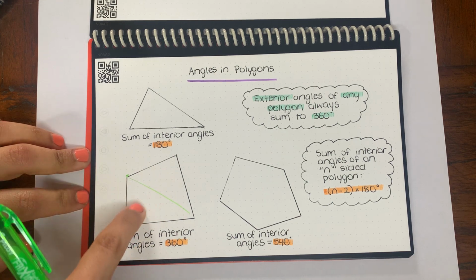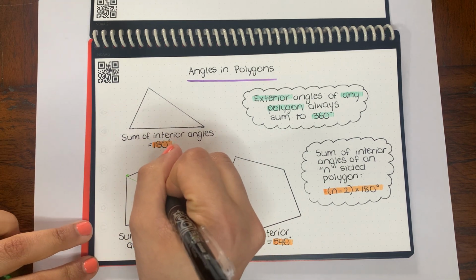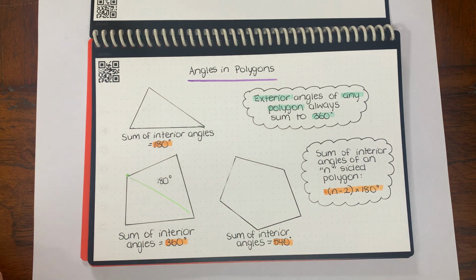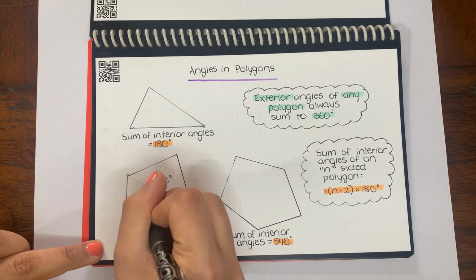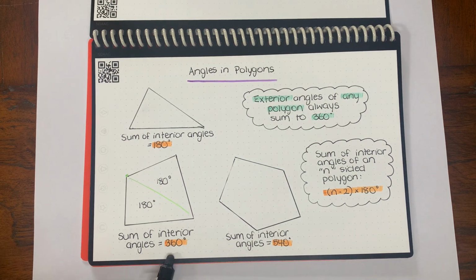You have two different triangles now, and we know that the interior angles of a triangle add up to 180. You learned that back in primary school. So that means that that triangle there has a sum of 180, and that triangle there has a sum of 180, and 180 times by 2 gives us our 360. So do the same thing for any shape.